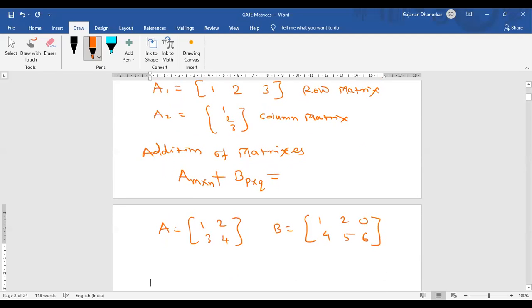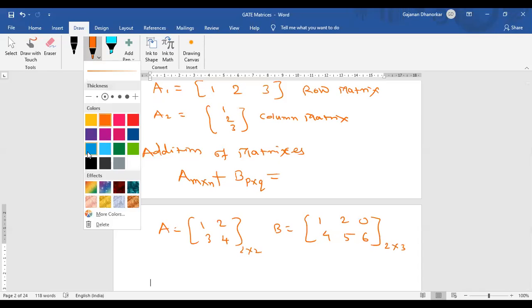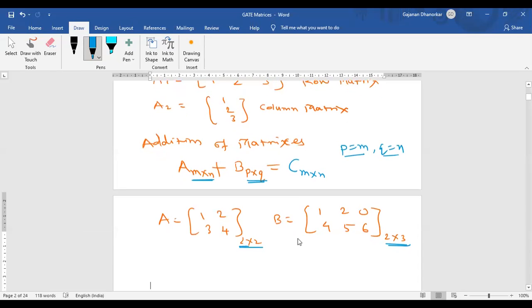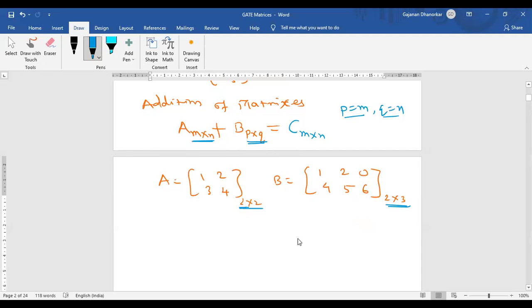Therefore, what conditions should be there? Here, what is the order of this matrix? 2 by 2. What is the order of this matrix? 2 by 2. That means, to find the addition of matrices, the order matters. If we are to add these two matrices, the order must be the same. That means if P equals M and Q equals N, then yes, we will get another matrix of order M by N. To exist addition, the order should be the same. This is our first rule for addition. If subtraction is there, again the same thing.